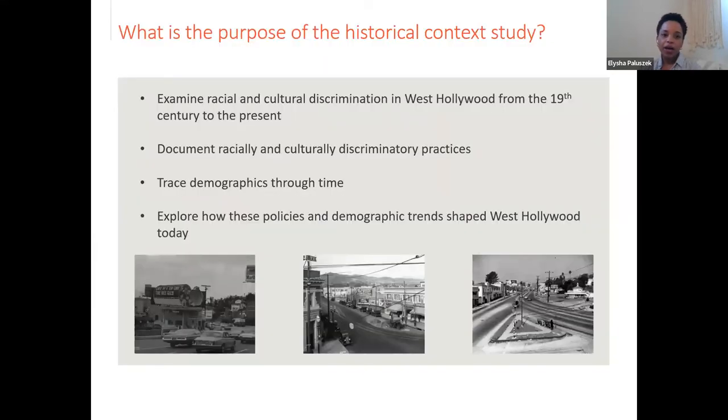So I will start by discussing the purpose of the project just a little bit. The historical context study will examine the history of discrimination in West Hollywood. It will document racially and culturally discriminatory policies that have affected the BIPOC and LGBTQ plus communities in West Hollywood from the 19th century to the present. The project will examine how these policies have shaped the current demographic, economic, and physical landscape of the city. And it will also trace the demographics of the area that is now West Hollywood and give an overview of West Hollywood's BIPOC community. Next slide, please.